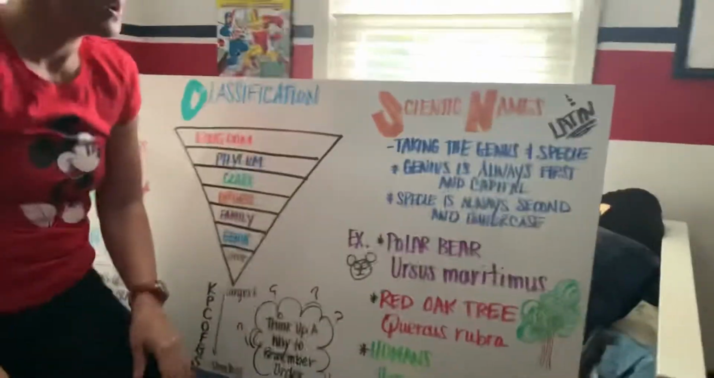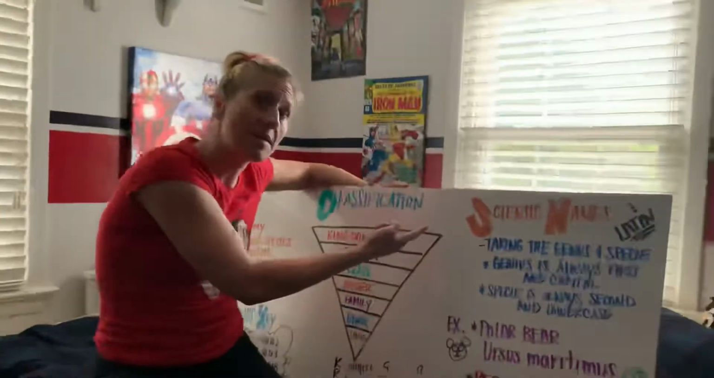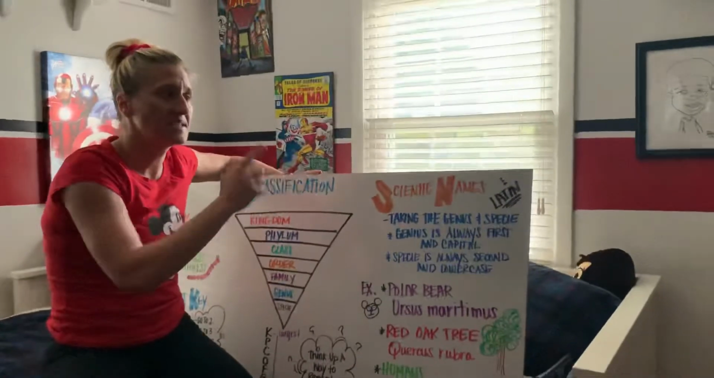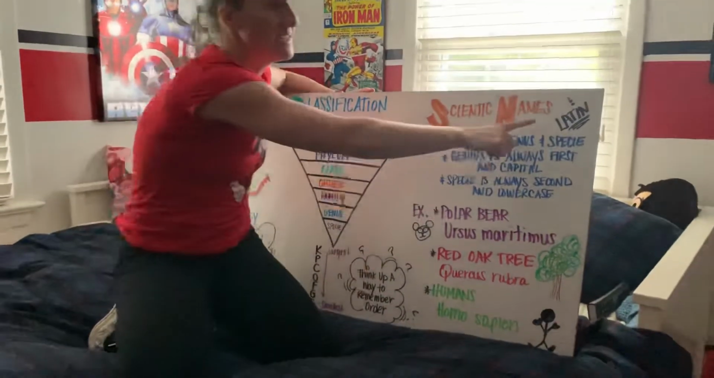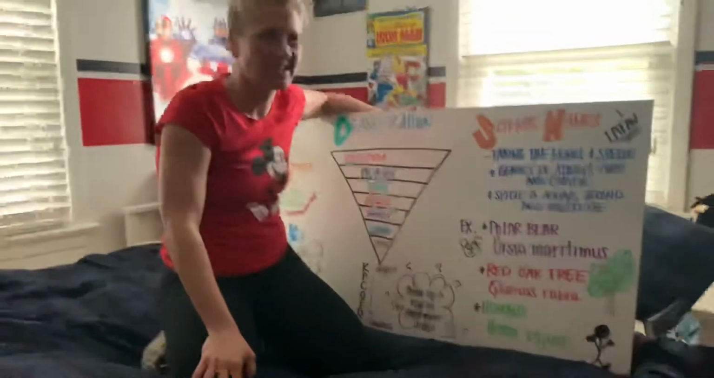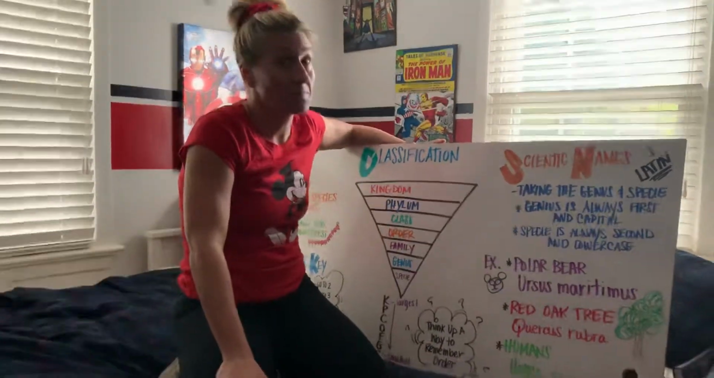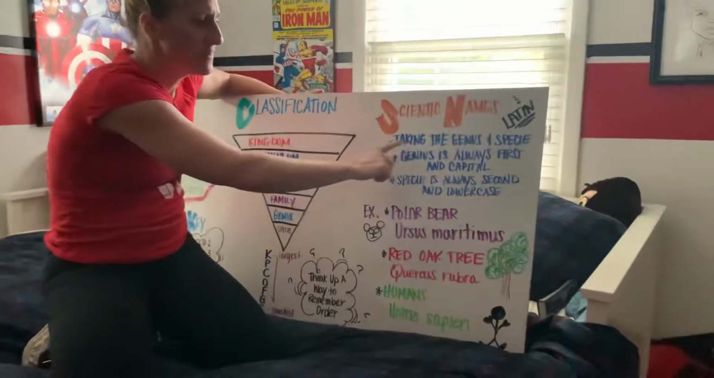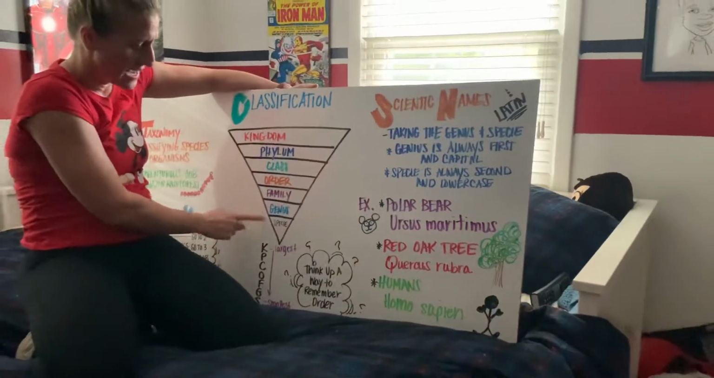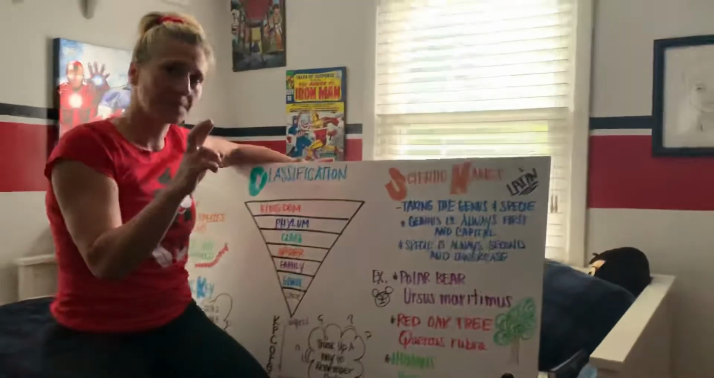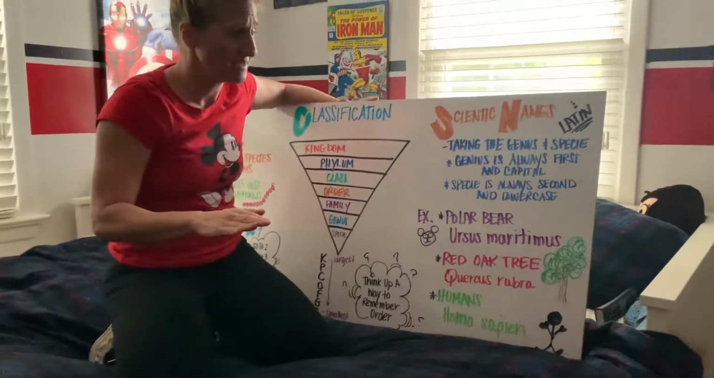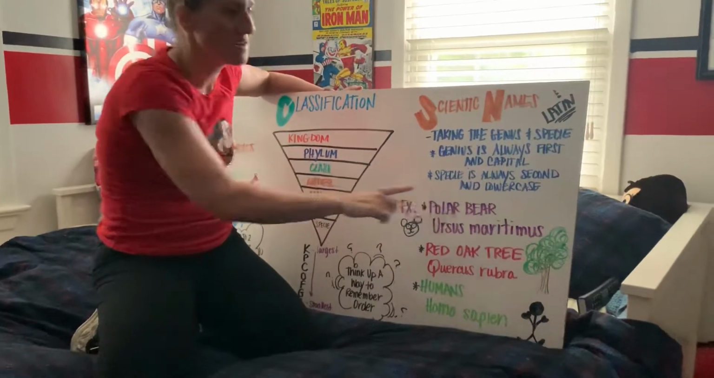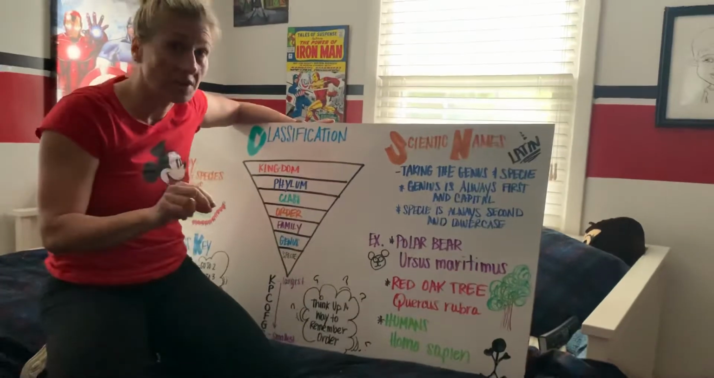So let's come over here. One last thing we have to know about classification is naming. The scientific name is given to all of us, humans included. The scientific name is written in Latin, and it may sound silly or weird, but it actually means something. Scientific name is taking the genus and the species and putting them together. The genus is always going to come first, and it's always going to be capitalized. The species is always going to come second, and it's always going to be lowercase.